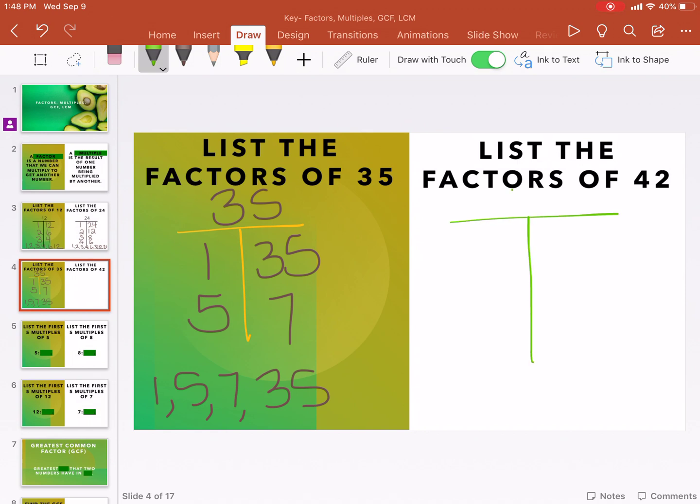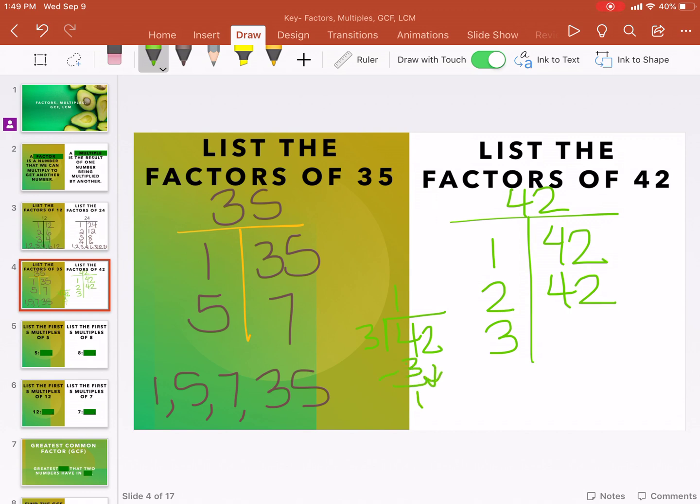Let's do 42. 1 and 42. It's even, so 2 and 21. Let's see. 3. Oops, not 12, 42. Silly. 3, I don't know what 3. Let's try it. 42 divided by 3 goes in once. 1 left over, bring down the 2, 12 goes in 4 times, so 3 times 14.